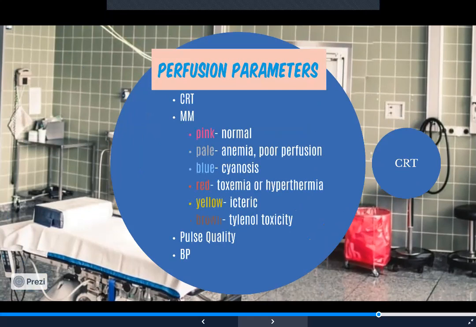For perfusion parameters, we have to look at our CRT and our mucous membranes, so what color those would be. Hopefully we have pink, normal mucous membranes. If they're pale, obviously it could be that they're anemic or they have poor perfusion. So how are we going to fix that? Checking our patient's PCV is number one. If they're pale and their PCV is normal or even high, what do we do at that point? Are we going to give them fluid therapy, bolusing them? Are we going to see, hey, maybe they're cold? How can we warm them up at that point? So these are important things.